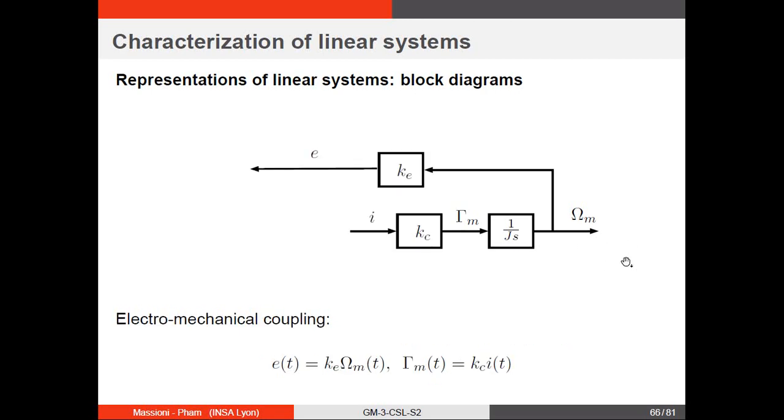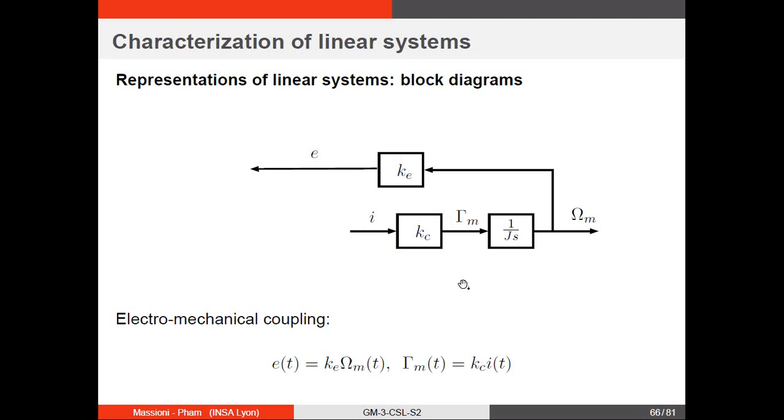Then let's go to the second equation. There is an electromechanical coupling which says that E is Ke times omega m of t. Now omega m is already the output of something, so if we need this E somewhere, we can just take omega m, multiply it by Ke and we get E. And then we have gamma m, which is the input of something, so it will probably be the output of another block.